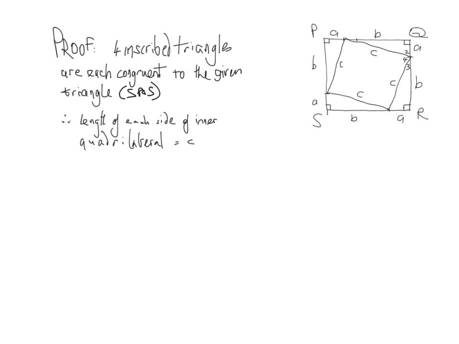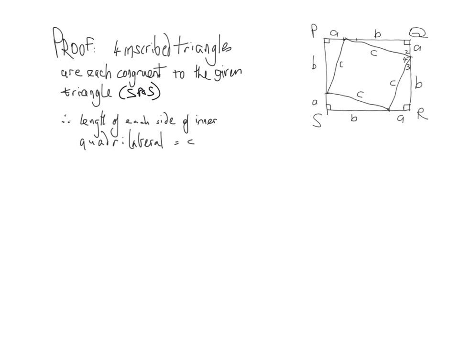Now, once we know that all the triangles are congruent, we can say then that all the corresponding sides are equal. So this side C here has to be equal to the length of this side C here. So that gives us a quadrilateral with four sides of length C. So we can say, therefore, length of each side of inner quadrilateral equals C.